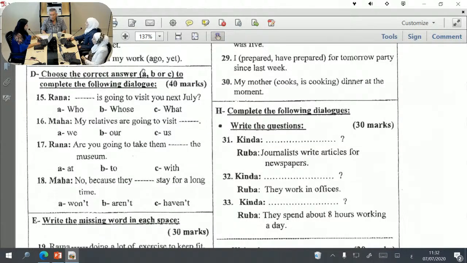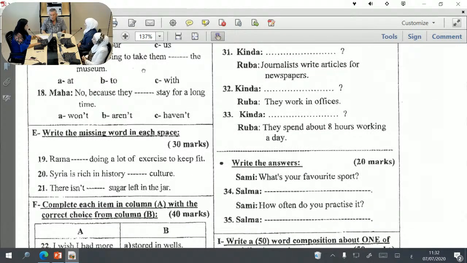Question E, write the missing words. Here they have a functional word. They have to be careful and to think carefully. Even if they choose the correct word, they have to think again, think it twice. Make sure that your choice is correct. Rama is doing a lot of exercise. Doing is verb-ing. So verb to be. Verb to be is doing.